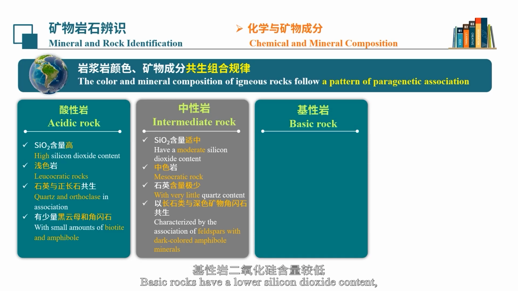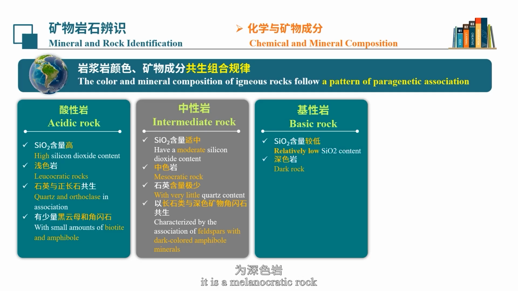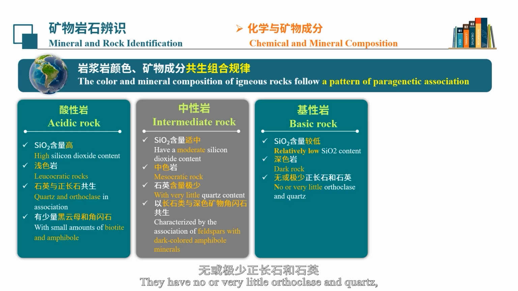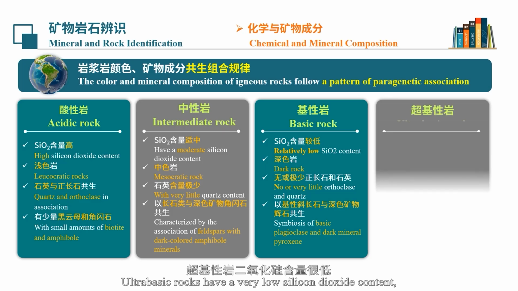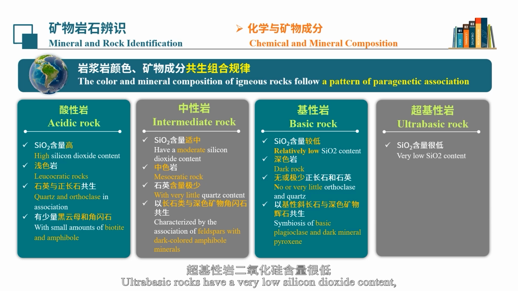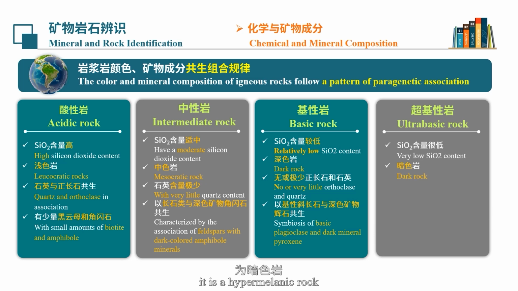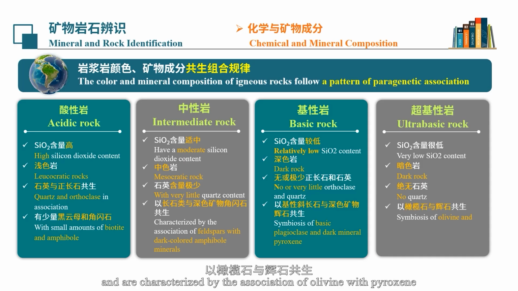Basic rocks have a lower silicon dioxide content. It is a melanocratic rock. They have no or very little orthoclase and quartz and are characterized by the association of basic plagioclase with the dark-colored mineral pyroxene. Ultrabasic rocks have a very low silicon dioxide content. It is a hypermelanic rock. They have absolutely no quartz and are characterized by the association of olivine with pyroxene.